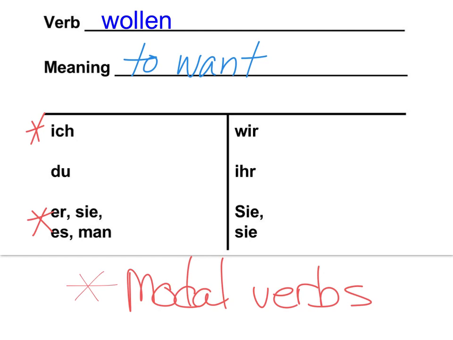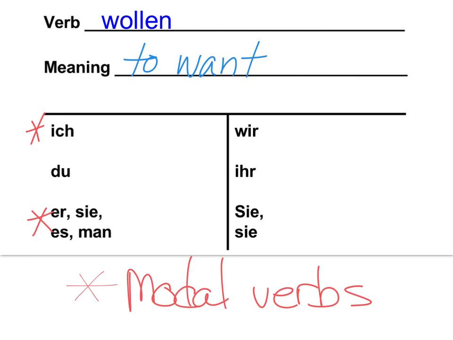So you can just say, I want pizza, and be done. In which case you would only use wollen. But if you said something like, I want to eat pizza, then to eat would be your other verb. Or I want to go sleep. Sleep would be your other verb. I want to go home. To go would be your other verb. I want to do well on the test. To do would be your other verb. So a lot of times they're used with another verb.